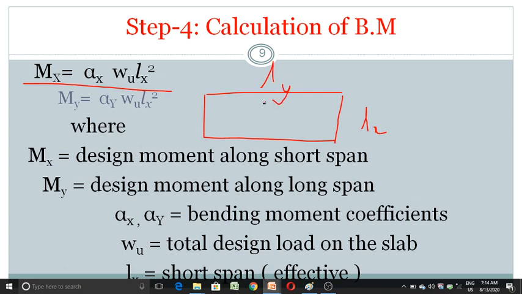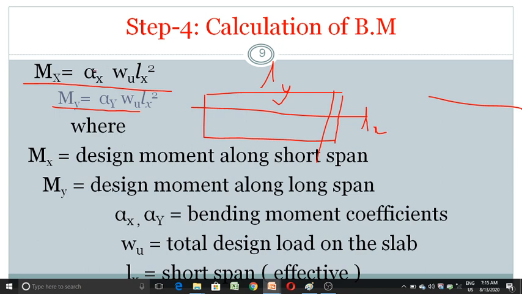Right. So we have to calculate the bending moment value along the shorter direction, and then we have to calculate the bending moment value along the longer direction also, because as we are designing a two-way slab, our slab will bend in both directions. What is the amount of bending moment likely to come in the x direction, and in the y direction? Those values we have to calculate. So how to calculate those values? Mx equal to alpha x w lx square.